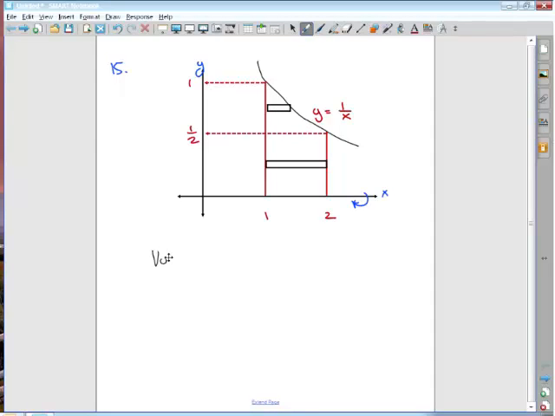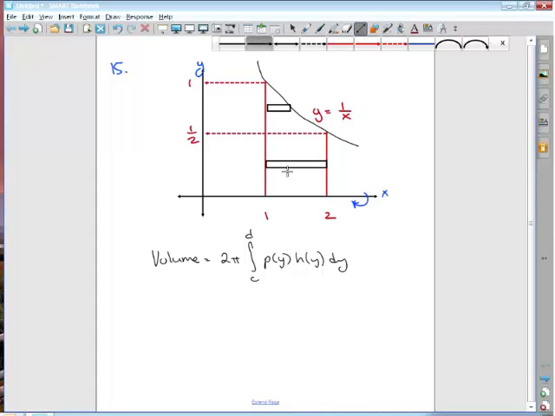So let's just go ahead and write the equation down. The volume is equal to 2 pi times the integral from c to d of p of y, h of y times dy. Okay, so p of y is going to be equal to y. That's it for that one, and that's for the higher one, but it's still just going to be y, the y coordinate, because we're rotating around the x-axis.